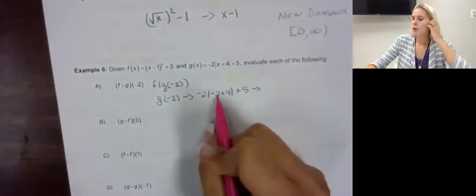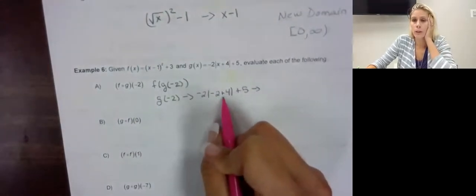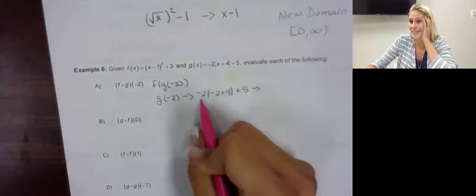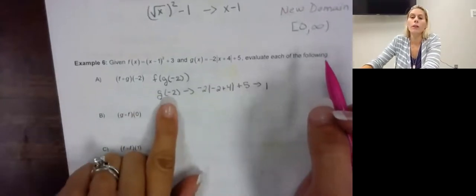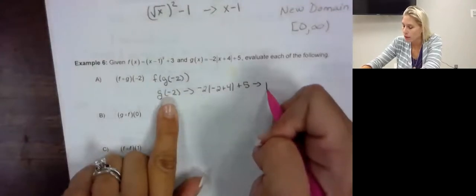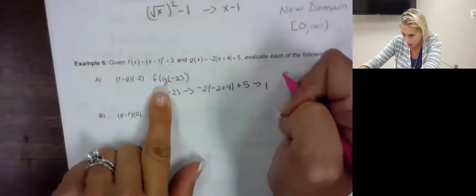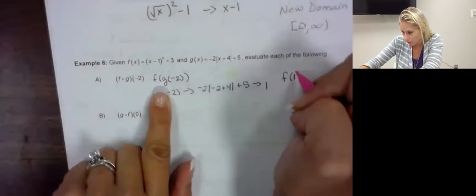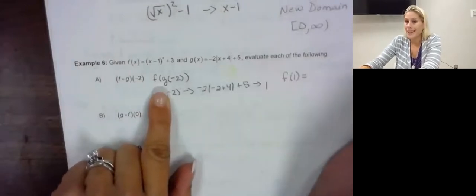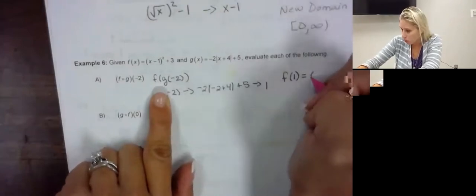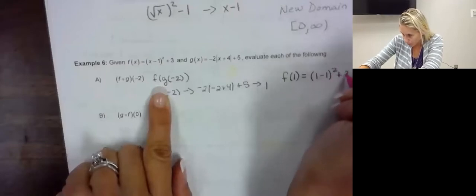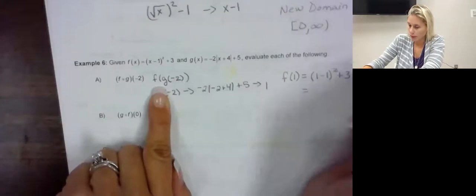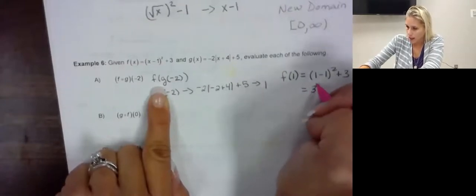Okay, -2 plus 4 is 2. Absolute value of 2 is 2. 2 times -2 is -4. -4 plus 5 is the value of 1. Now that's what I get for g of -2. But now with this value, because we're doing composition, I'm plugging that value into f. So every time I see an x in f, I'm going to replace it with 1. And then when I actually evaluate that, I get the value of 3, and this is my answer.